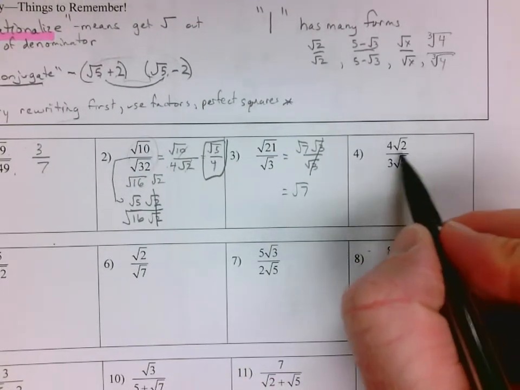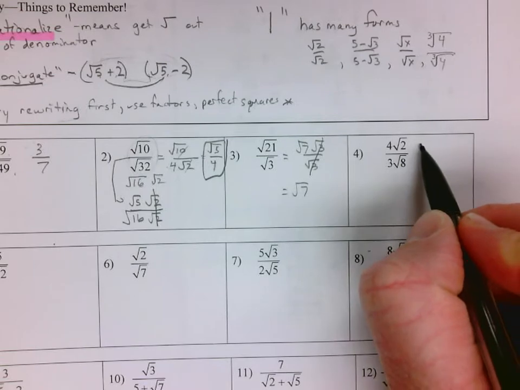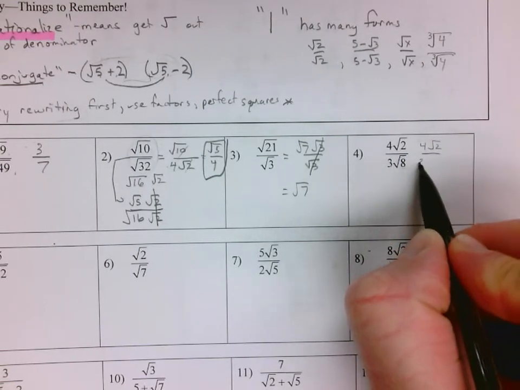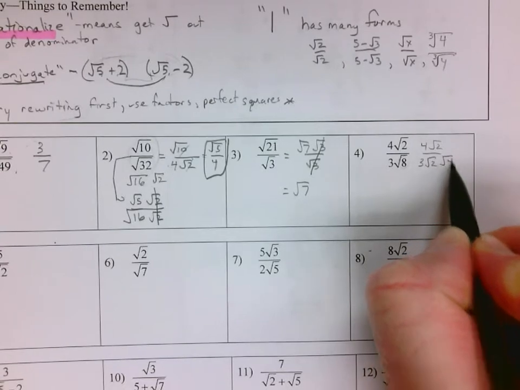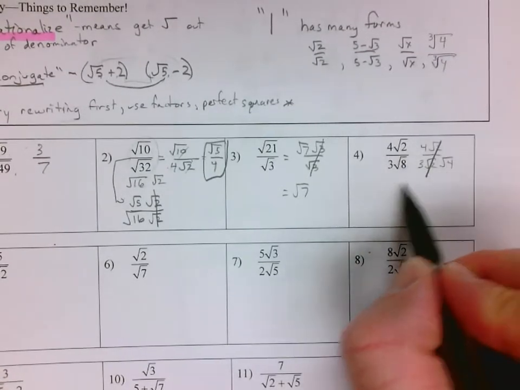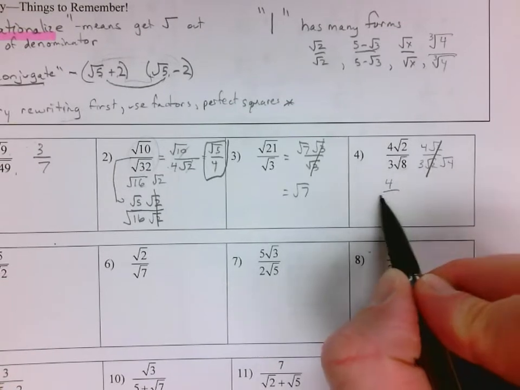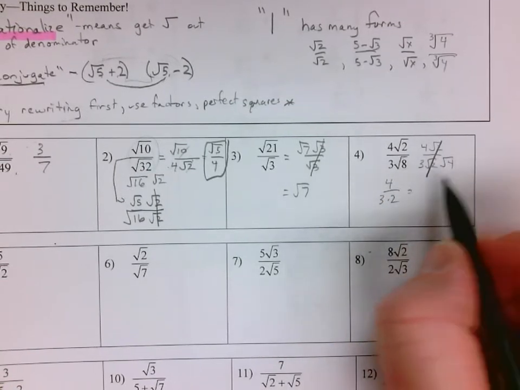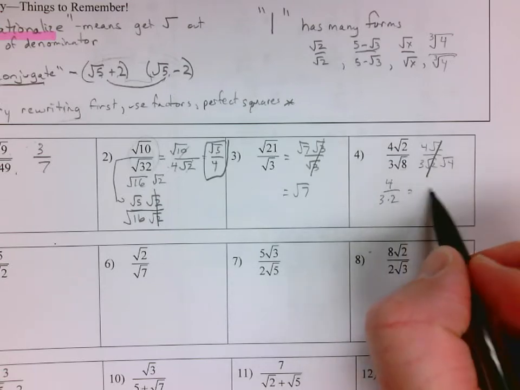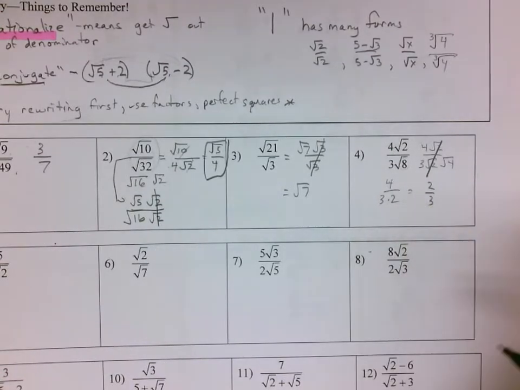4 radical 2 over 3 radical 8. I know that 2 goes in there, so I'm going to write 2. This says 2 and 4. So I have 4 over 3 times 2. So 2 goes in there 2 times, just 2/3. Simplified all the way.